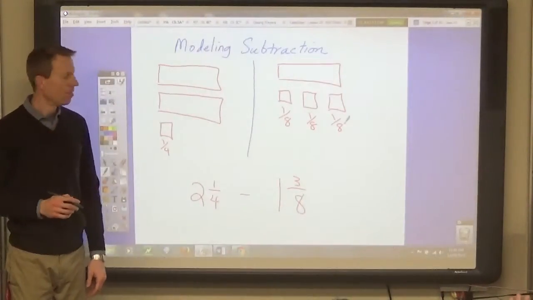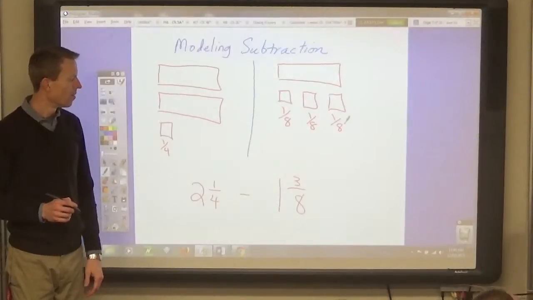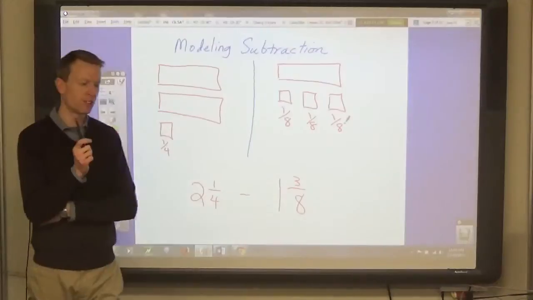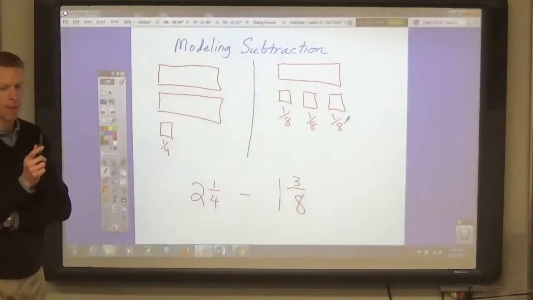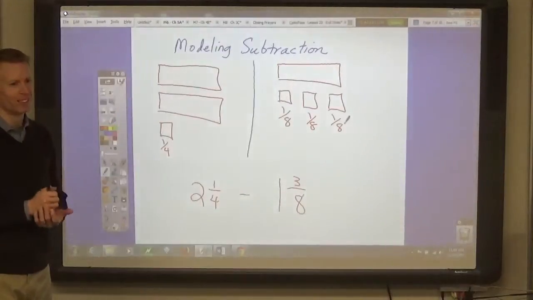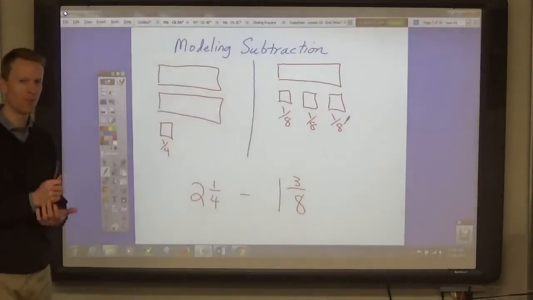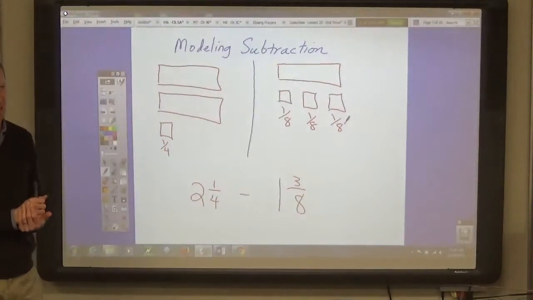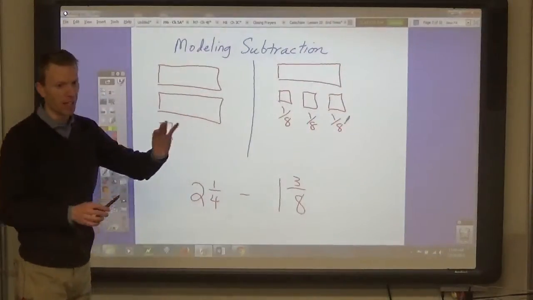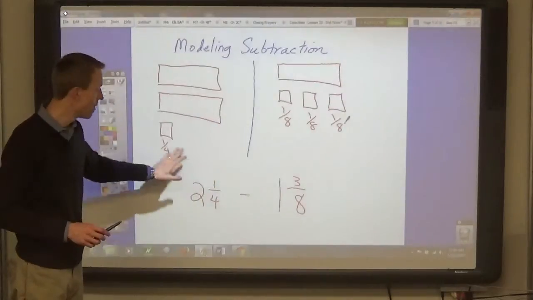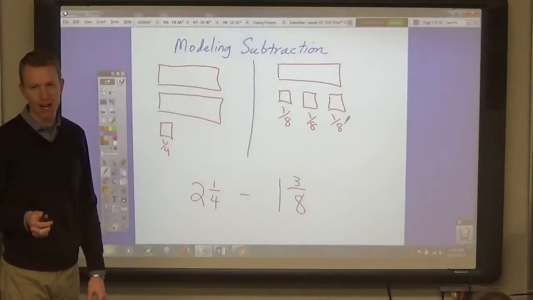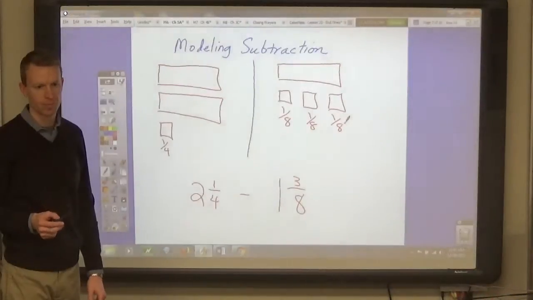Now, wait, we can start canceling. When we're subtracting, what should we start with? Should we take away fractions first or wholes first? Wholes? Actually, no. I did it backwards last time because I looked at the problem and saw that we had enough, but you don't always know if you have enough pieces to take away. So we really should start with the fractions first. Okay?